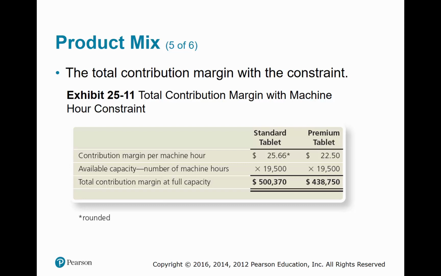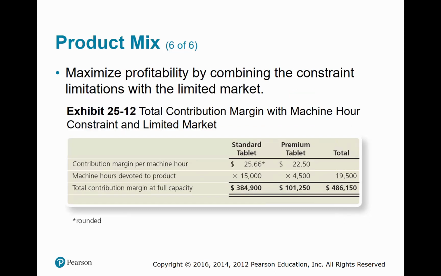So now you say, look, at $25.66 per hour on the standard tablet, if we have 19,500 hours, we're making $500,000. With the premium, we're making $438,000. So even though we're making more contribution margin per tablet on the premium tablet, we're making more contribution margin per hour on the standard tablet because it takes fewer hours to produce those tablets. Okay. So sometimes then what you have to do is find the right balance. And that's what they're doing.